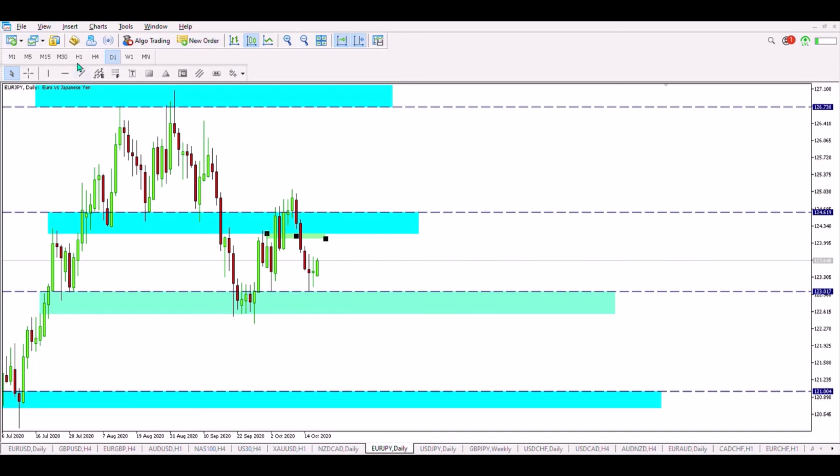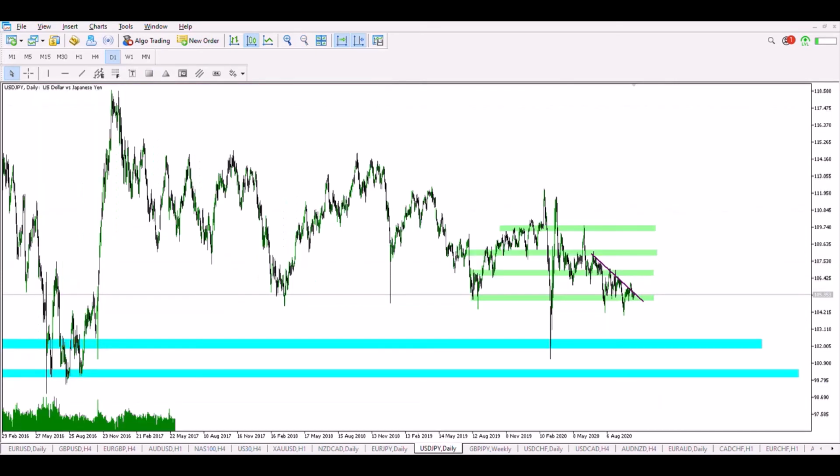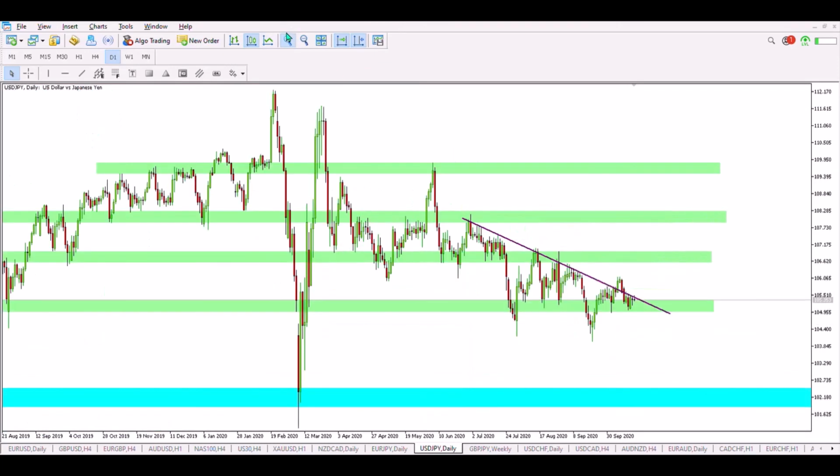Okay guys, if we go bearish after this short push to the upside, we can reach these lows again, and if we break it, of course we are going down, probably to this support area or even lower to this area right here. Now let's move to the USD JPY and see what we have there.